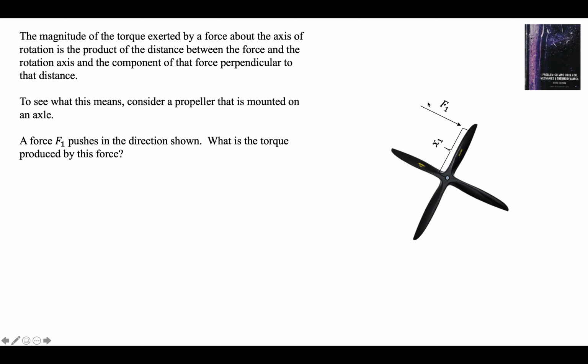Now, all of F1 is rotating it. It's at a right angle to the distance. So F1 is already perpendicular to the distance. So the torque is just F1 x1. How big is the force? How big is the distance? If you want to spin something, you try to go far away from the axis to produce a bigger torque. If it's the same force, the farther away you get from the axis, the bigger the torque.